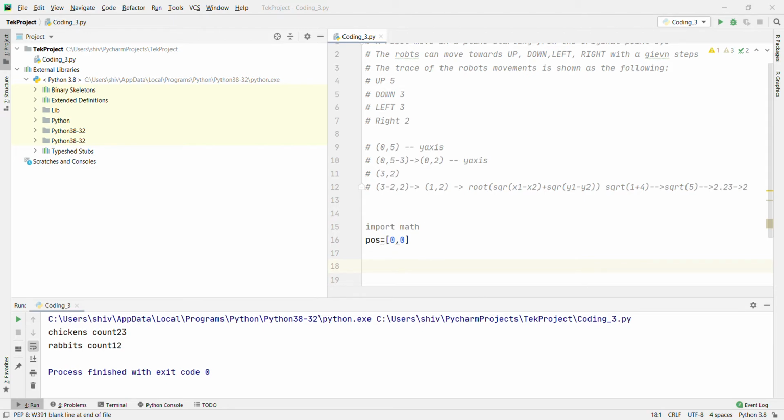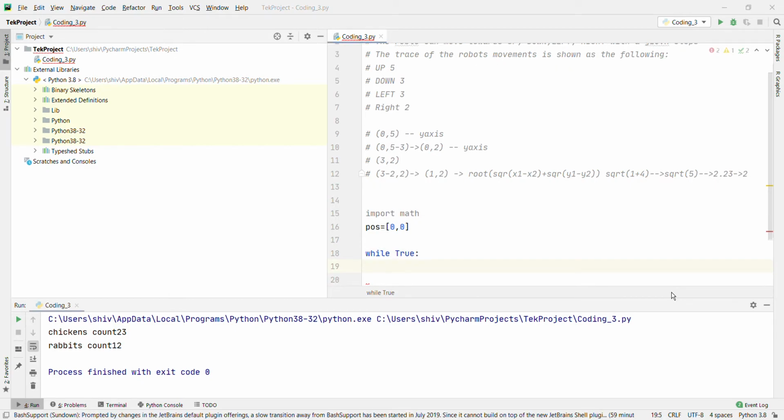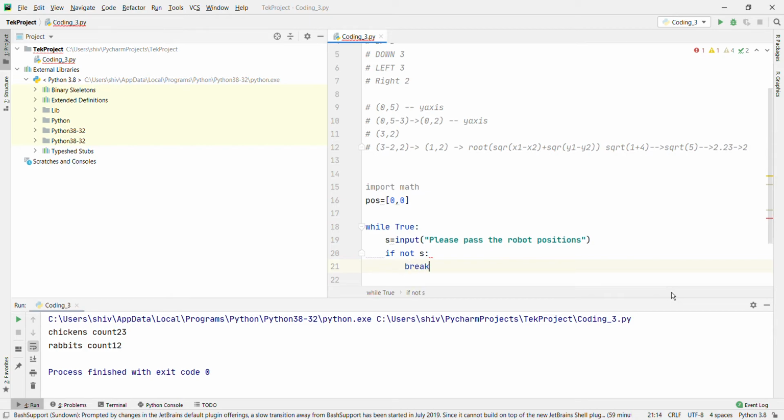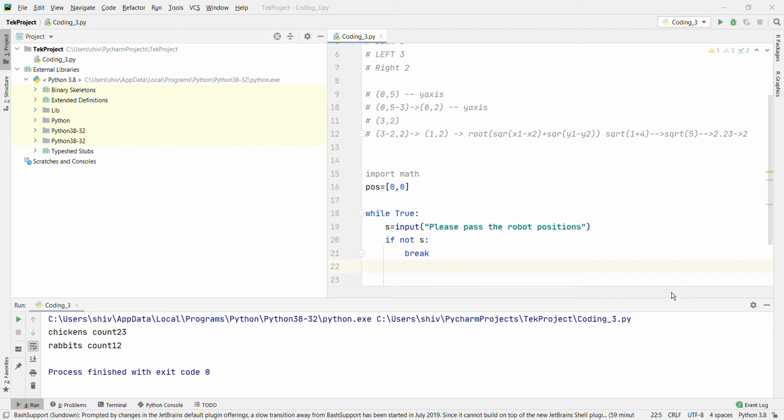We are going to use a while loop, till the condition is not satisfied. While true, then we are going to take input from the user: please pass the robot positions. Now if we do not pass anything, then we are going to break the loop.